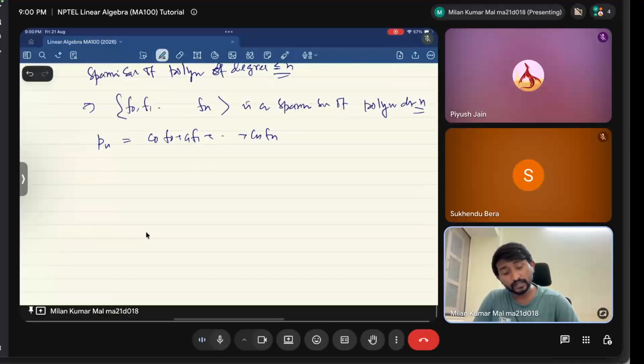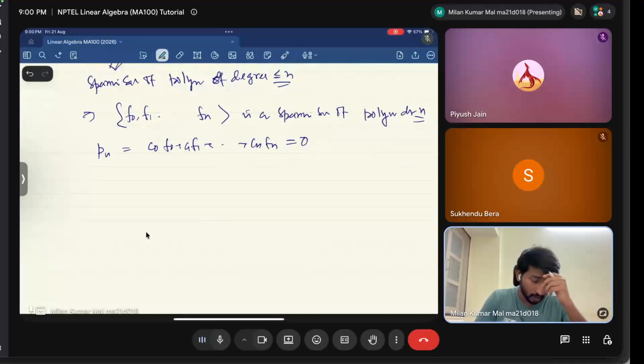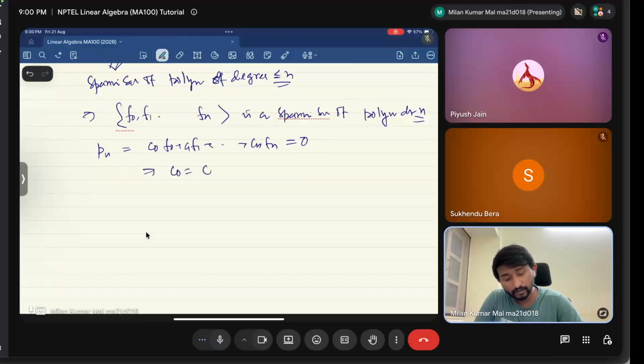Now if I consider this equal to 0, then what will I get? I'll get a polynomial, and then we have to prove that c0 through cn are equal to 0. We need to prove this, okay?